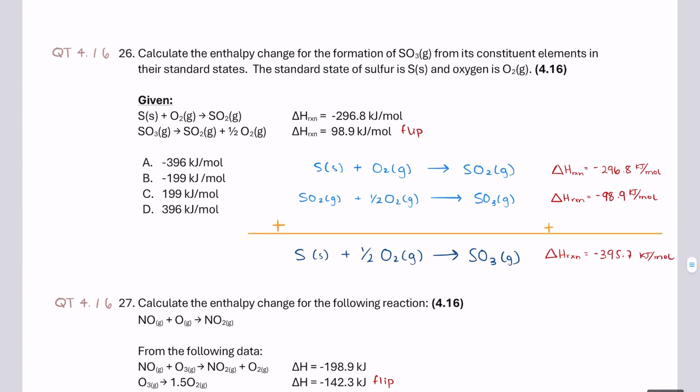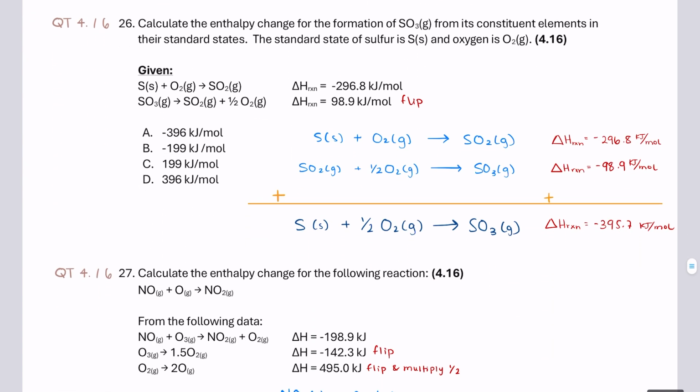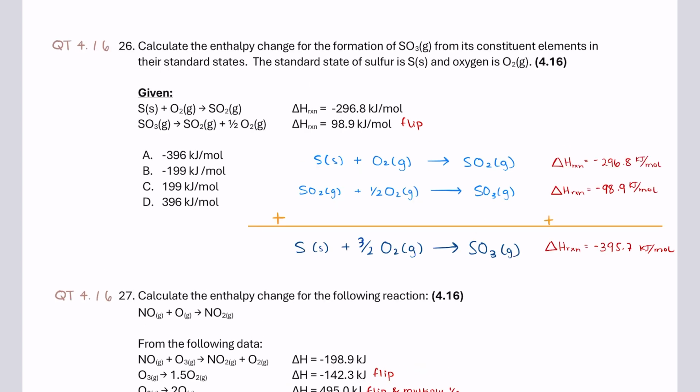Let's move on to the next problem. Problem 26 says, calculate the enthalpy change for the formation of sulfur trioxide gas from its constituent elements in their standard states. The standard state of sulfur is solid sulfur, and for oxygen, it's oxygen gas. For this problem, we're going to apply Hess's law.